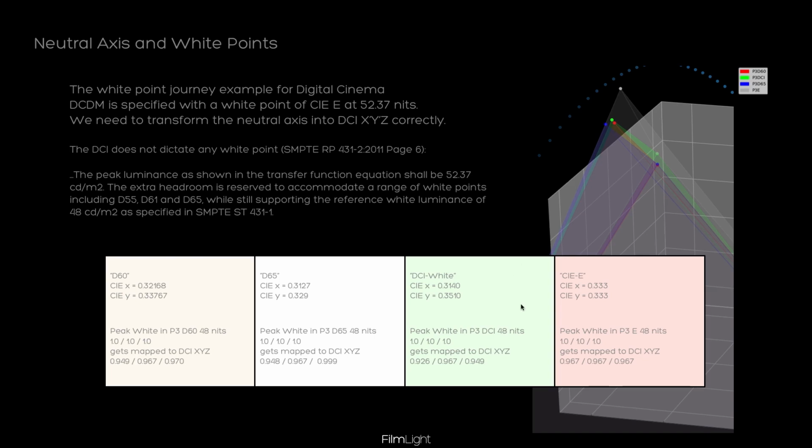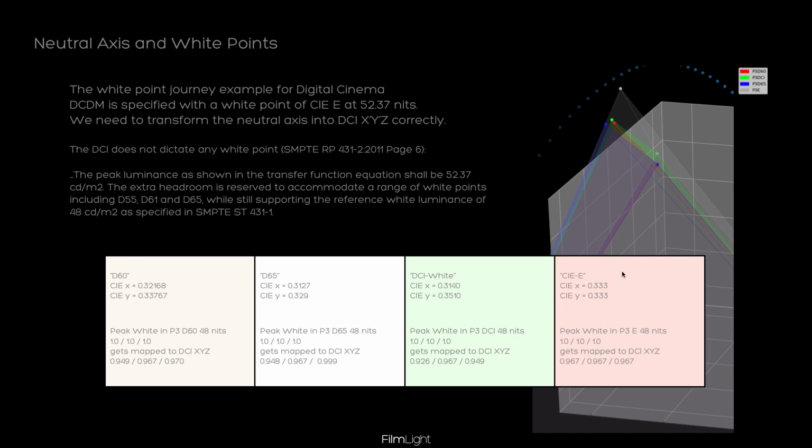If we choose the greenish white point, it lands on 0.926, 0.967, 0.949, which is again the correct value for this particular white point. At this point, I want to highlight again that this white point is not mandatory for digital cinema. In contrast, if we read the SMPTE 431-1 specification more carefully, there is even an explanation that the DCI XYZ system is designed in a way that supports many mastering white points.